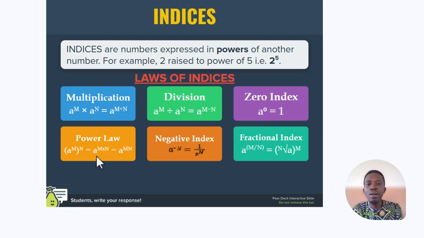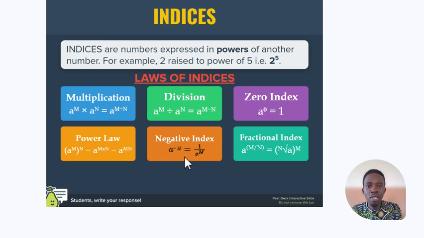A raised to power m times n. What we are saying in essence is that when you have a power to a base and it is being raised to another power, what you need to do is just multiply the powers together. Am I communicating? All right, let's move on.